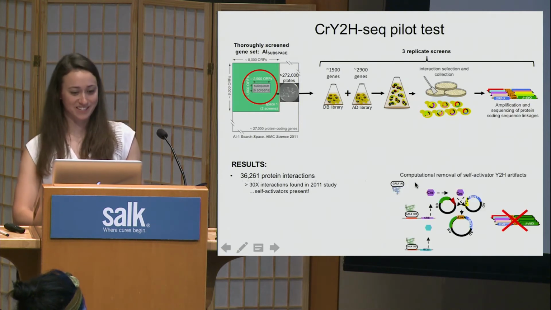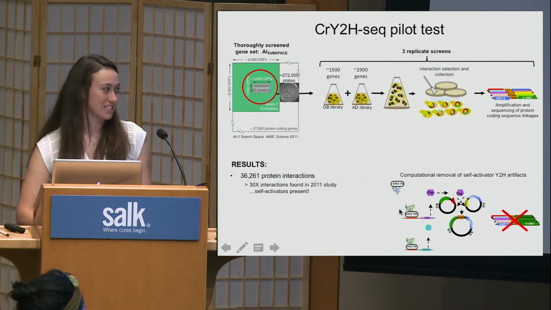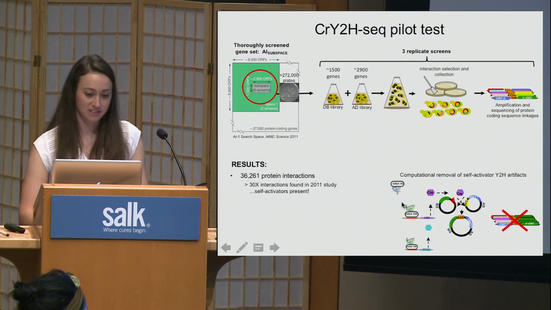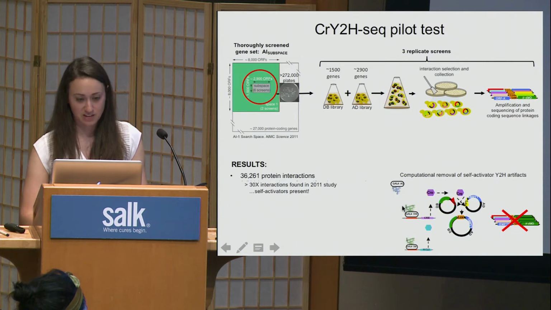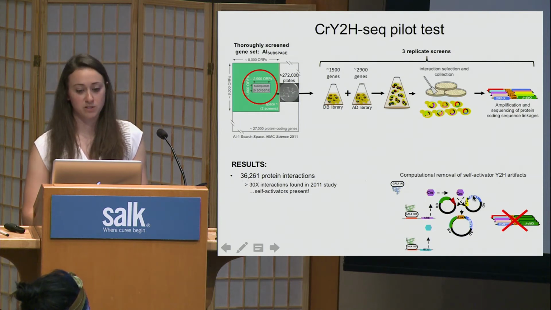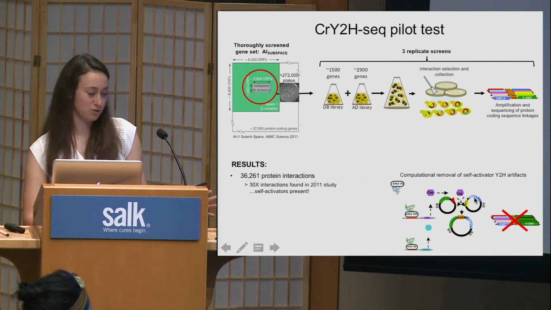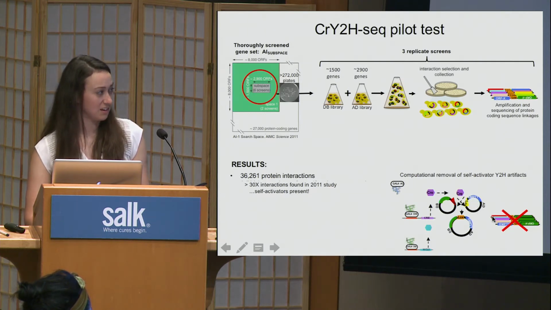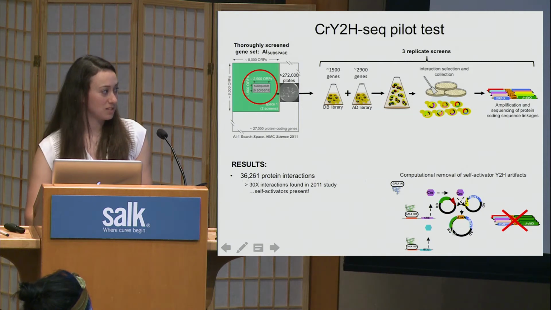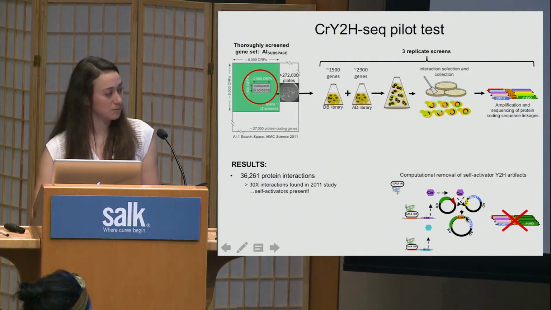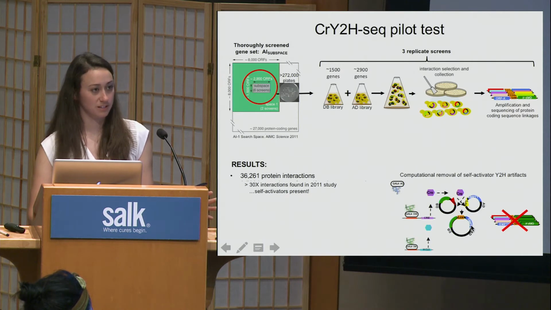So what are self-activators? These are proteins that acquire mutations in them and can act as their own activation domain, so that they can turn this reporter gene system on independent of having this protein interaction. And to control for that, what I did was include this plasmid that is an empty plasmid, so there's no gene in this plasmid. And then in the data, if I ever saw a coding sequence linked to the empty plasmid sequence, I would know it was a self-activator.